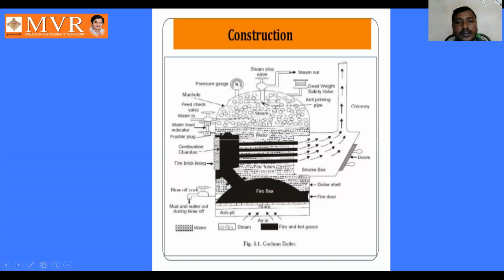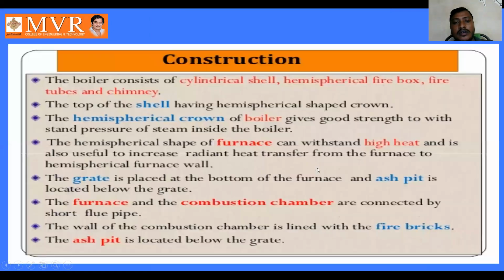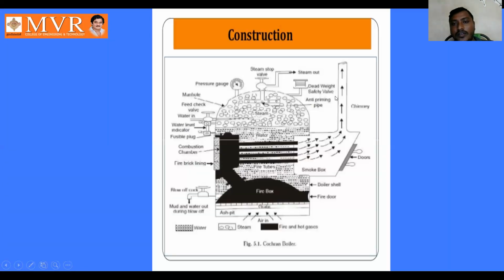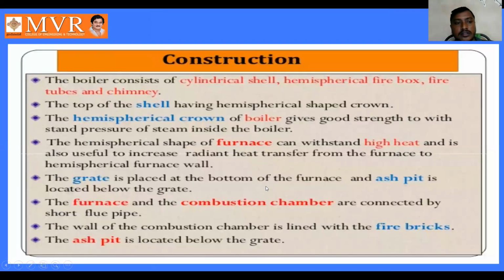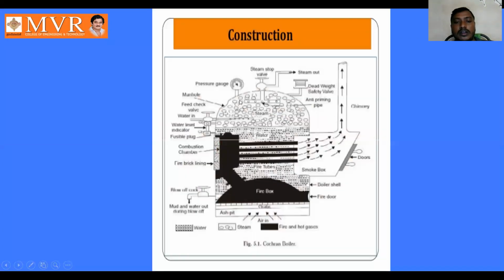Here we can observe that this shell is hemispherical in a cylindrical shape, and the fire tubes and chimney are there. We are having the chimney, and we are having the firebox here. The top of the shell has a hemispherical shaped crown.